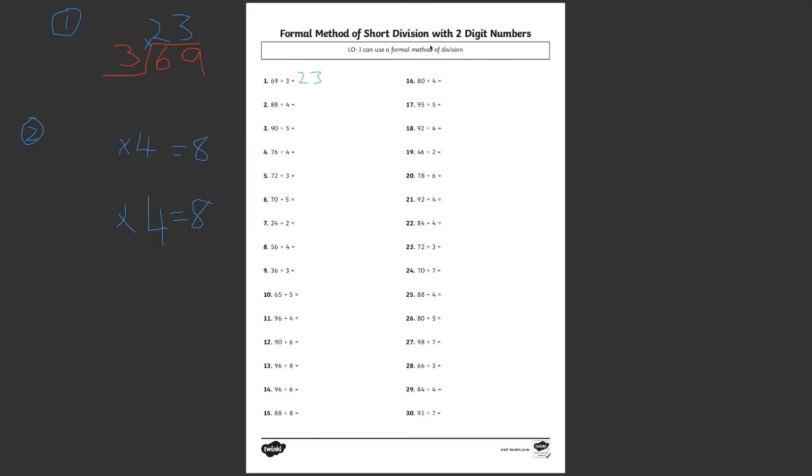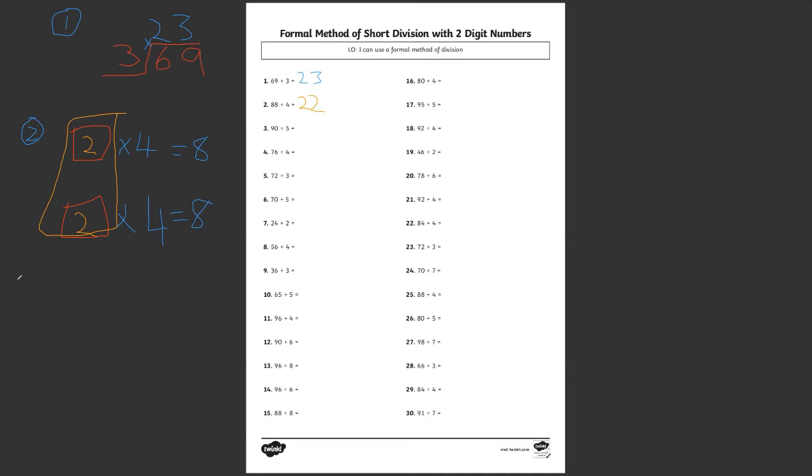All right, so let me change the color. So we've got something times 4 equals 8. And we know in our 4 times table, 2 times 4 equals 8. And we go down, 2 times 4 equals 8. So this side here is your answer. So we have 22. All right, let's move on.